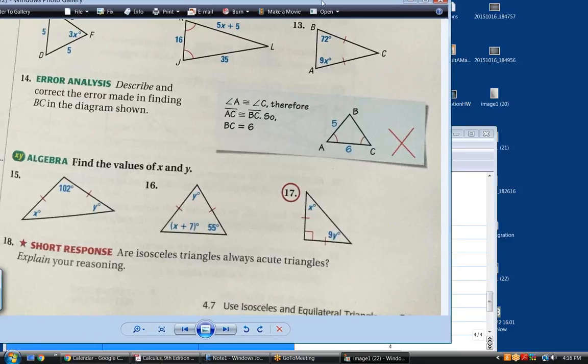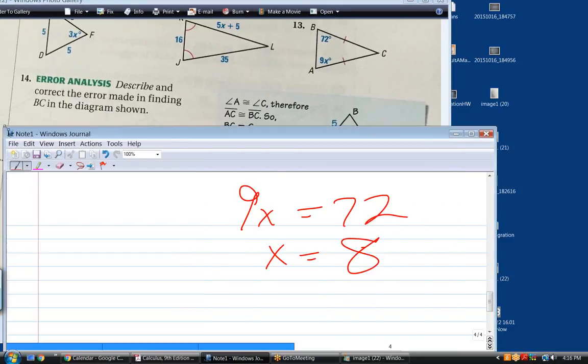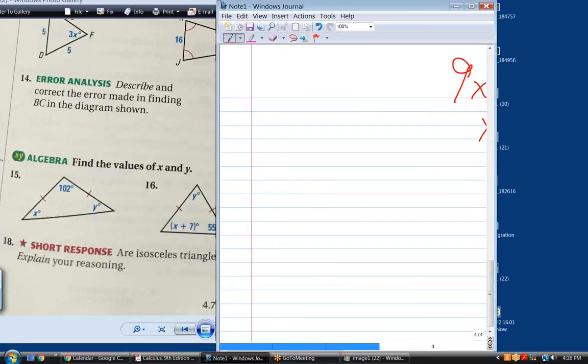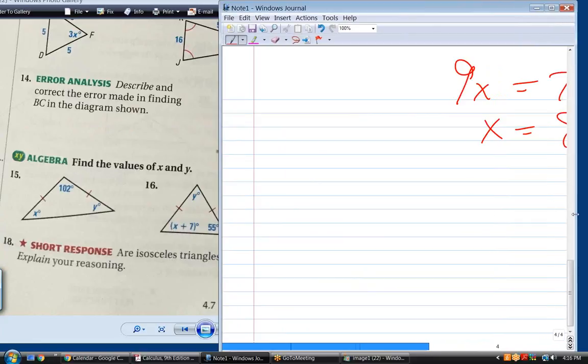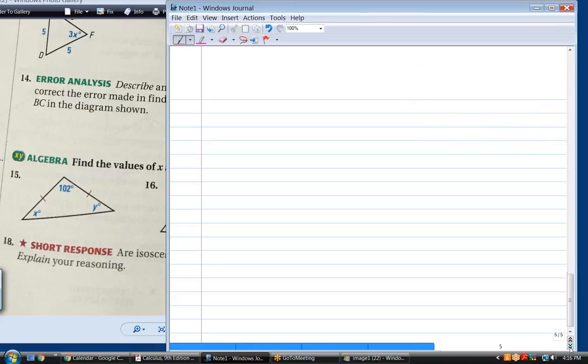Okay, and 15, let me change my, find the values of x and y for 15. For 15. Huh? That'd be 74 divided by 2 is... Okay, would you get 74? Do you have a calculator in front of you? Yeah, it should be 68 actually, or 78.